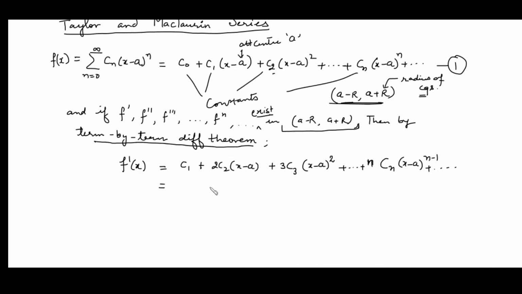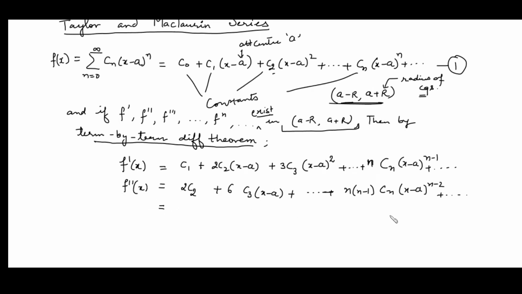Again we can generate a new power series. If you take the term by term derivative of this equation, what will you have? You have 2 c2, then 6 c3 into x minus a, and so on. If you take the derivative of this, you will have n into n minus 1 into cn into x minus a to the power n minus 2 and so on. So again you have a new power series by taking the term by term derivative of the previous one, and it converges to the second derivative of the function.